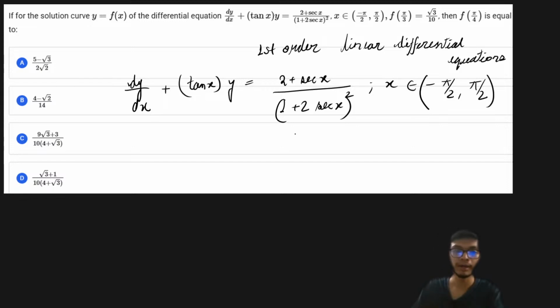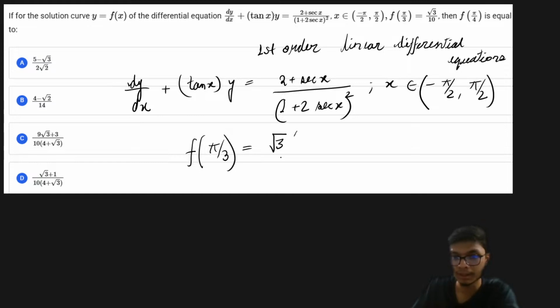For getting the value of the constant in the solution of the differential equation, one value is given, which is f of pi by 3 equals root 3 by 10. We have to find the function value at pi by 4. So how are we going to proceed with this question?